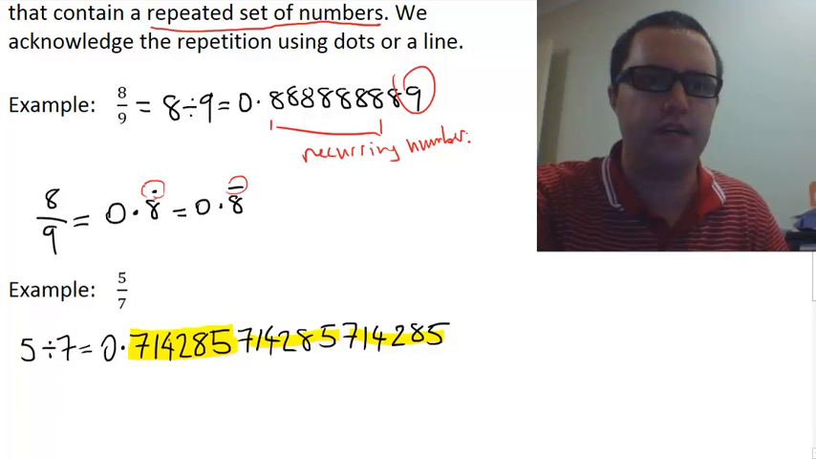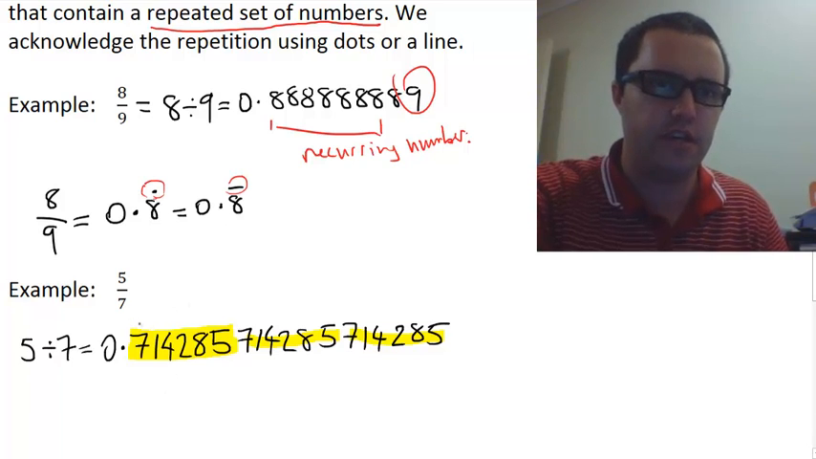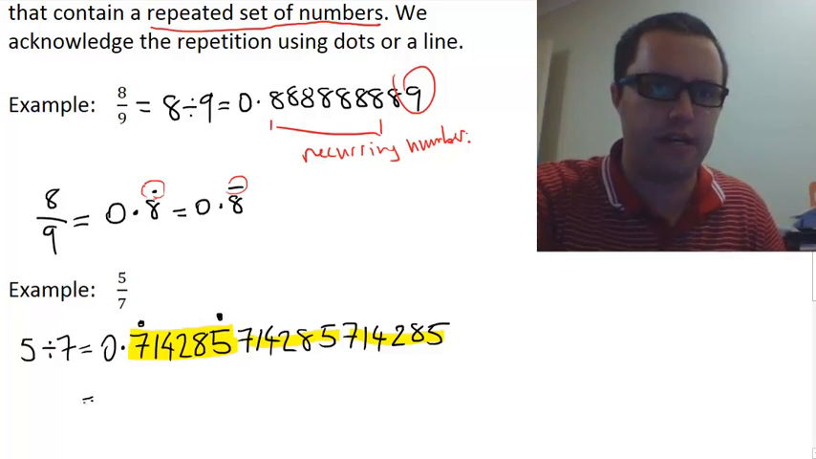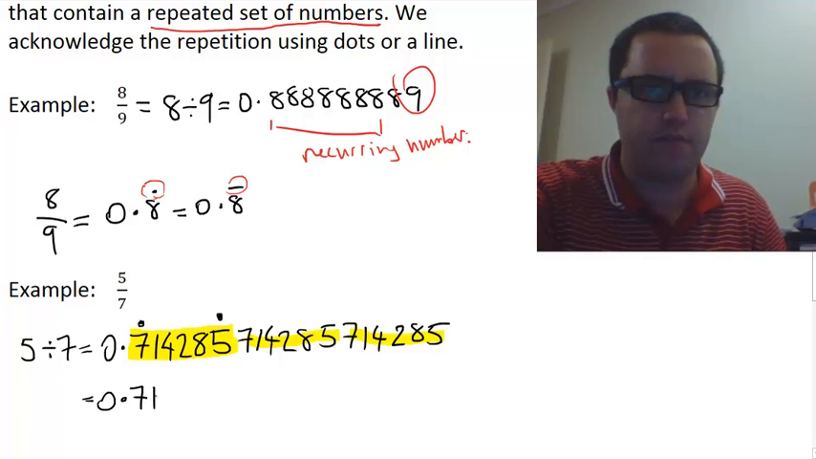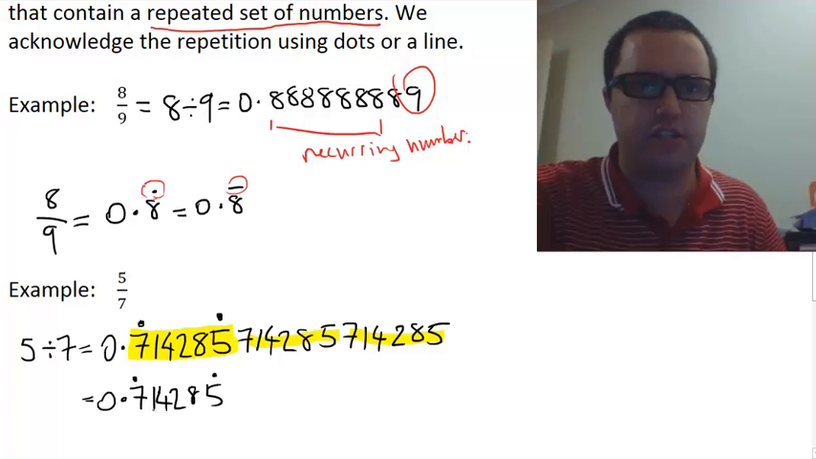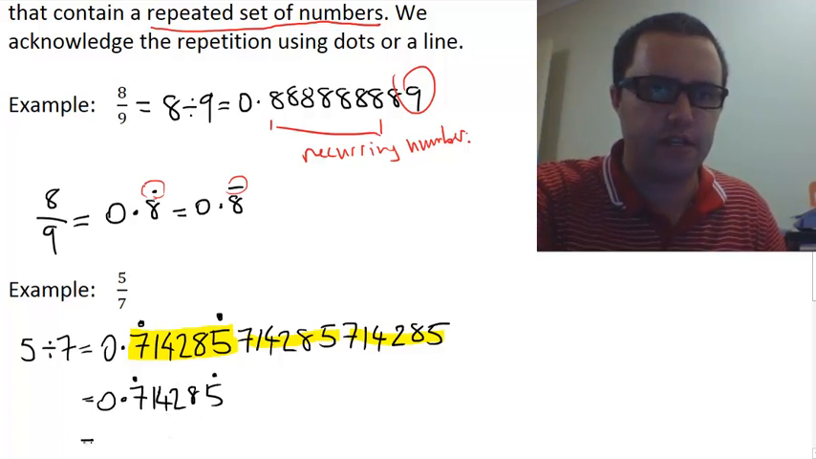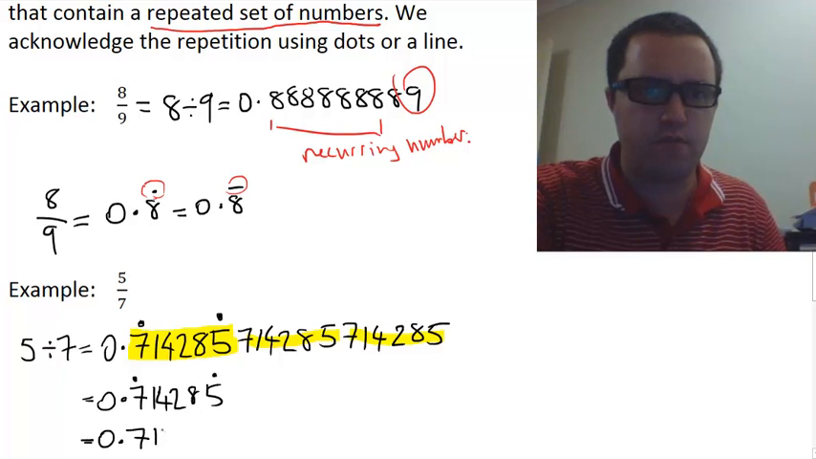There are two ways that you can demonstrate this. You can use the dots to demonstrate that we are repeating from here to here. So you would write 0.714285 and then put a dot there and a dot there to show that that set of numbers repeats forever. Or you could write it as equal to 0.714285 and then put a line across the top.